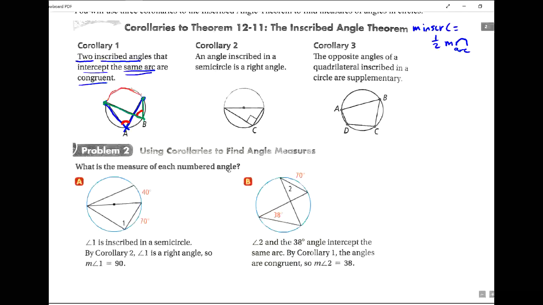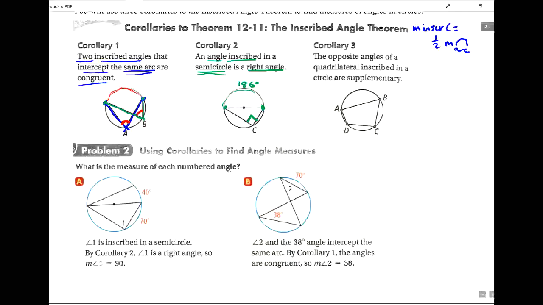Now the second one, this is what we saw earlier. An angle that is inscribed in a semicircle is a right angle. Again, not a huge surprise. If we are intercepting a semicircle, our arc measures 180 degrees, half of that is 90. So that's just a nice little shortcut that if you can remember it and you see that you have a diameter, you know, hey, I've got a right angle, and we do like right angles.